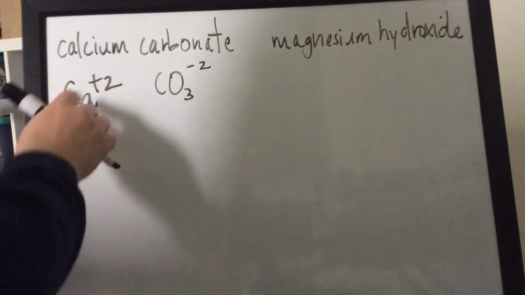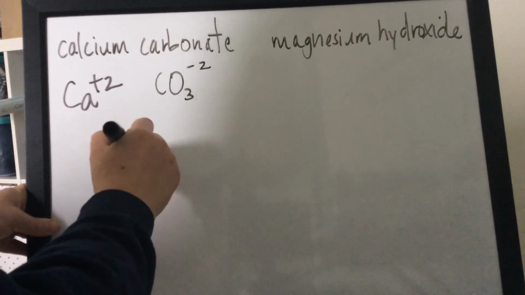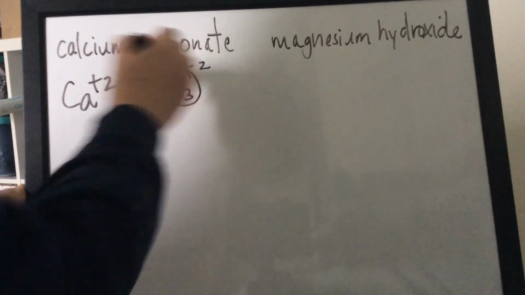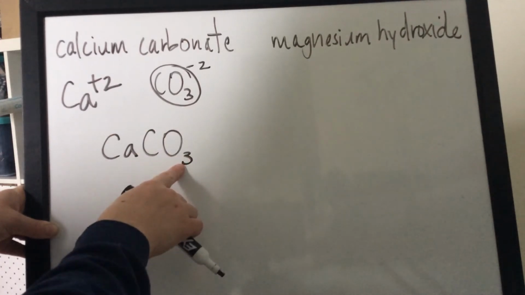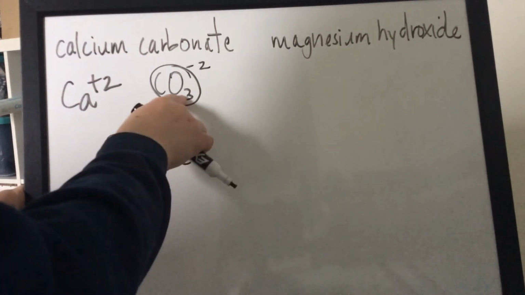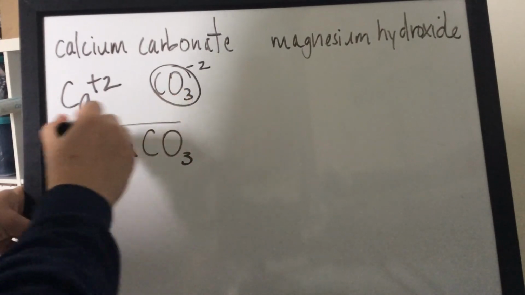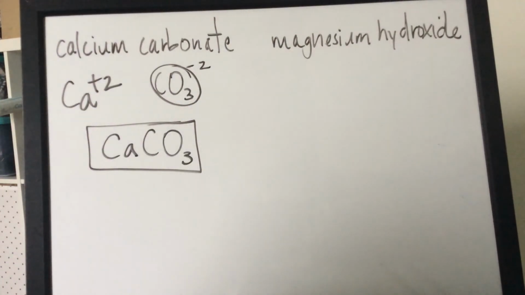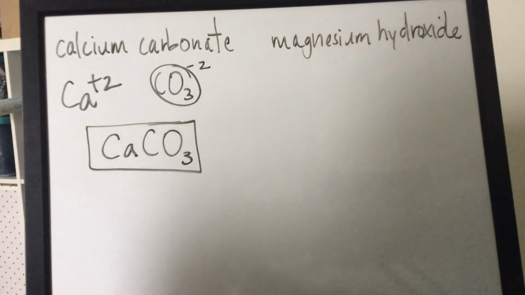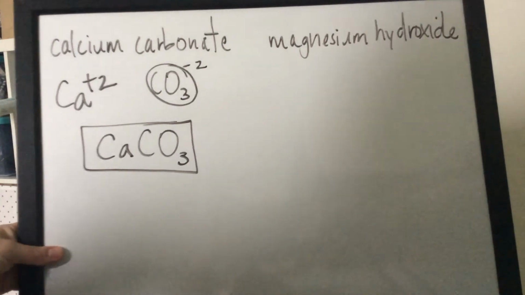So all I do is think, how many calciums do I have? 1. How many groups of CO3 do I have? 1. Now, sometimes students like to drop this off. I'm not allowed to do that. Okay, it's part of my formula. And this is the formula for calcium carbonate. Same rules, okay? The only time we get into something slightly different is in this example.